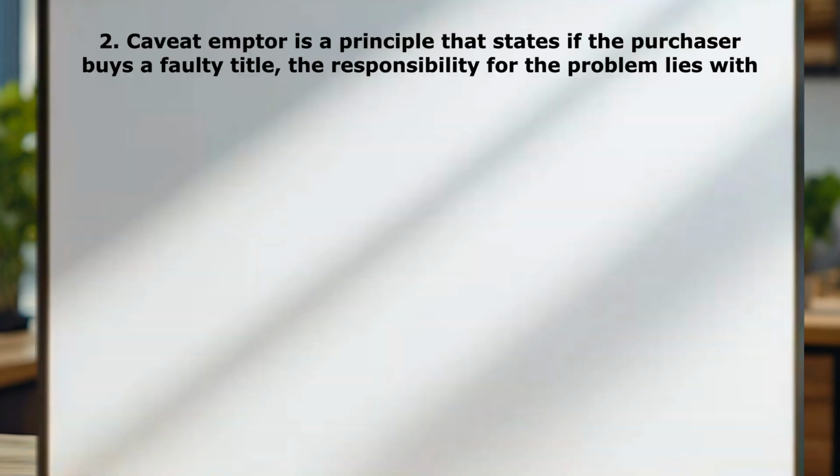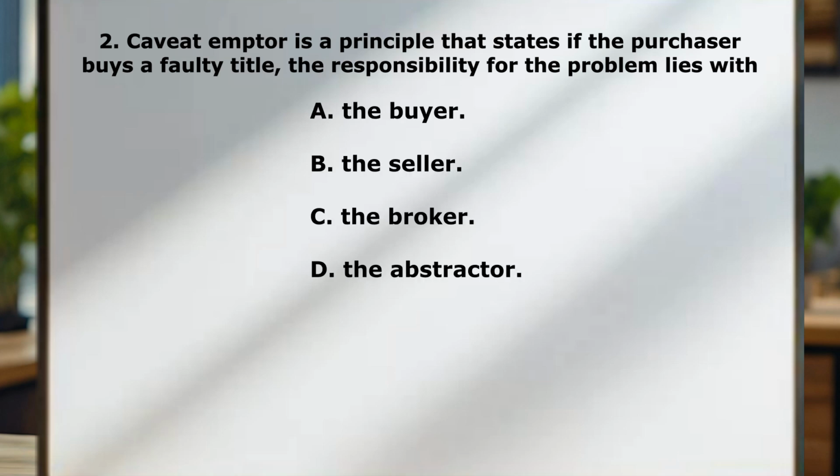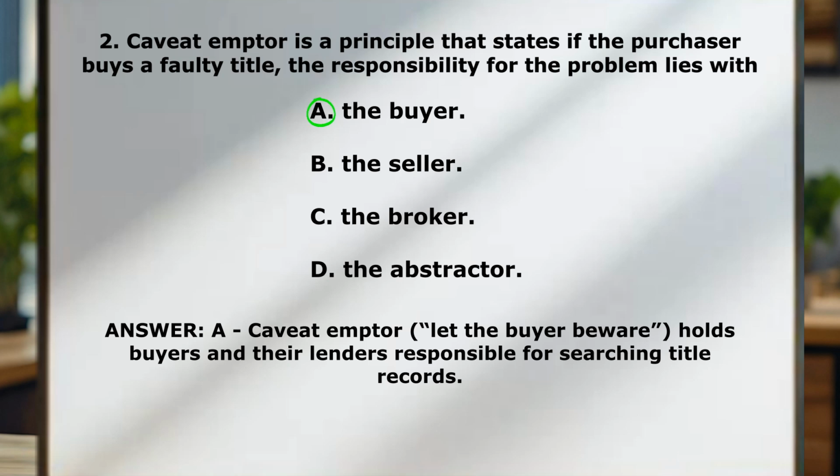All right, question number 2. Caveat emptor is a principle that states if the purchaser buys a faulty title, the responsibility for the problem lies with A, the buyer, B, the seller, C, the broker, D, the abstractor. The answer is A, caveat emptor, the buyer. Let the buyer beware. Holds buyers and their lenders responsible for searching title records.